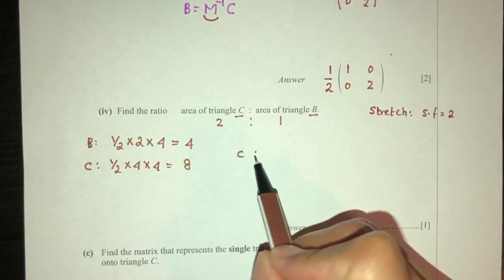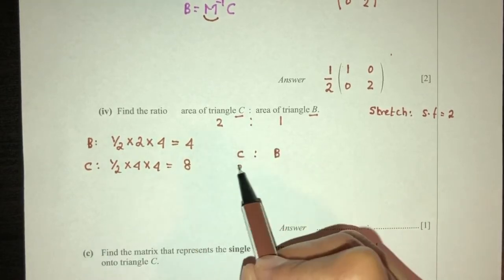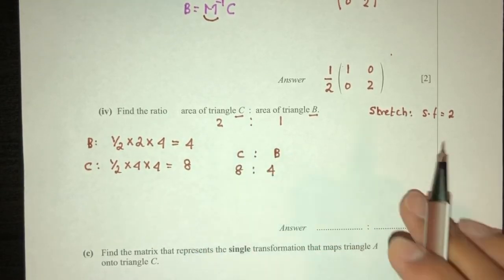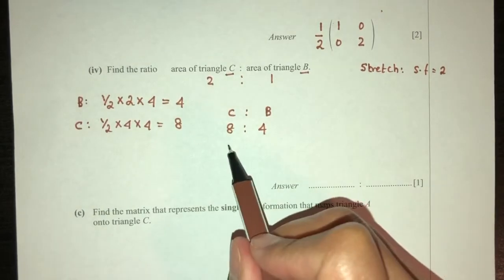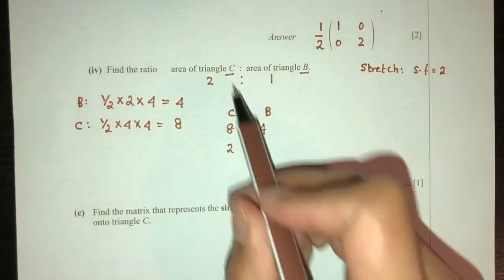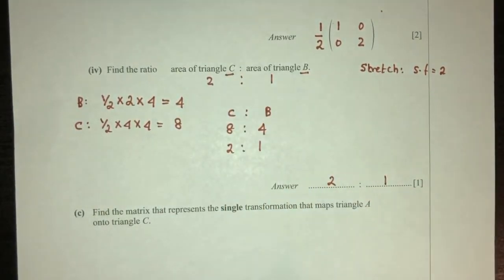Now C to B, C is 8 and B is 4. If you divide by 4 everywhere, you will have 2 to 1. So same as this. So ratio will be 2 to 1.